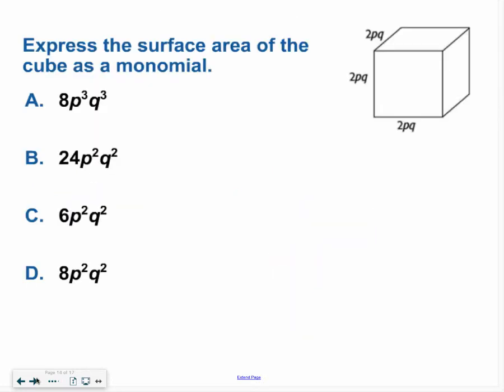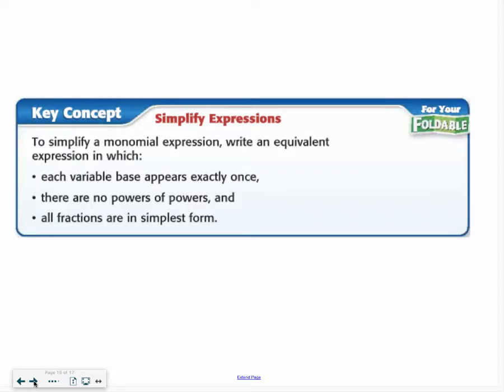Okay, go ahead and express the surface area of the cube as a monomial. Remember, surface area means you're going to find the surface or the area of each side of the cube and then add them all together. Hopefully you ended up with 24p squared q squared. If you have any questions about that, be sure to ask.